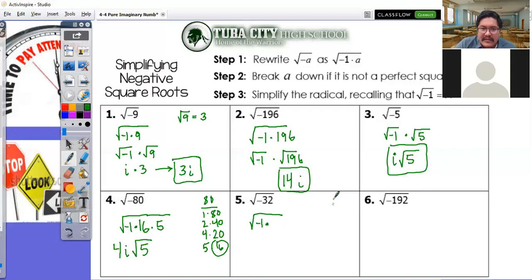So that's the biggest square number that we can make. And there, we can't break down 2 anymore. And even if we could, there would be no square numbers. So let's go ahead and take out our numbers. So we have i. And then we have the square root of 16, which is 4, and then √2. And this is actually going to be our final answer.